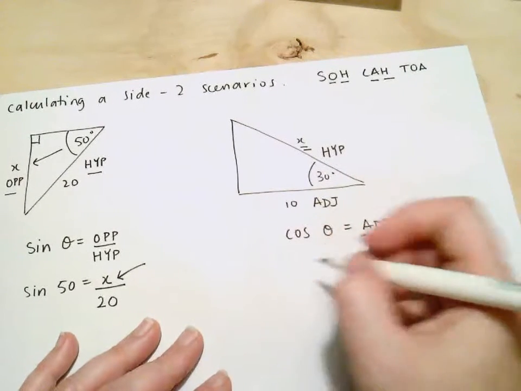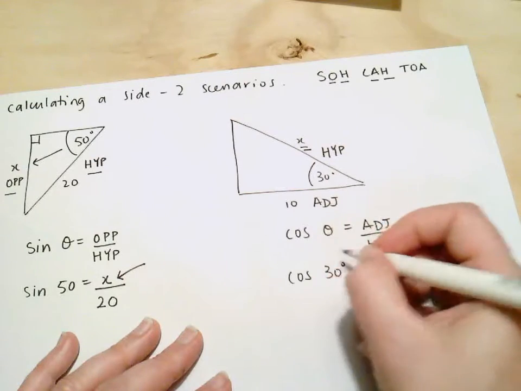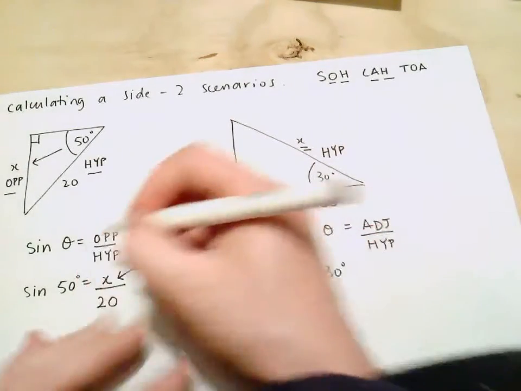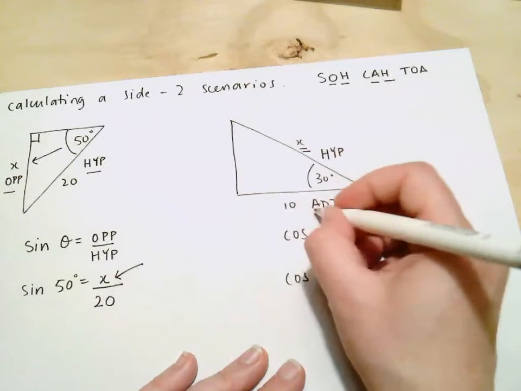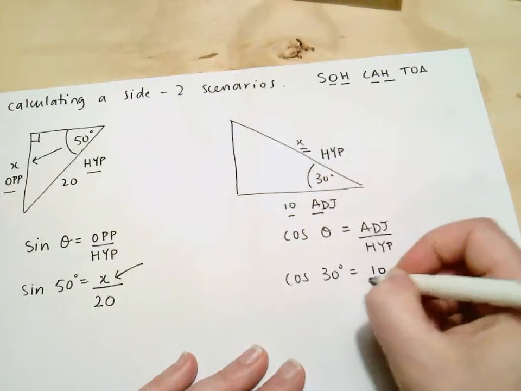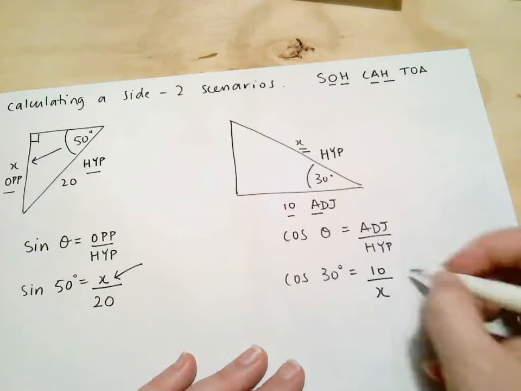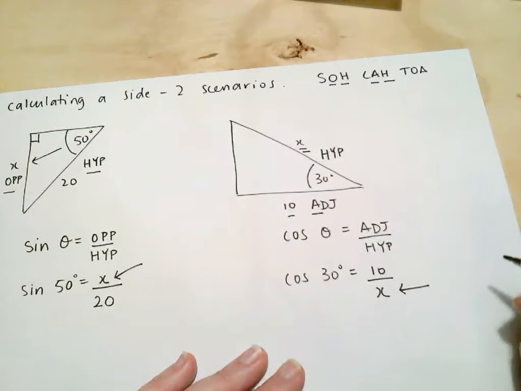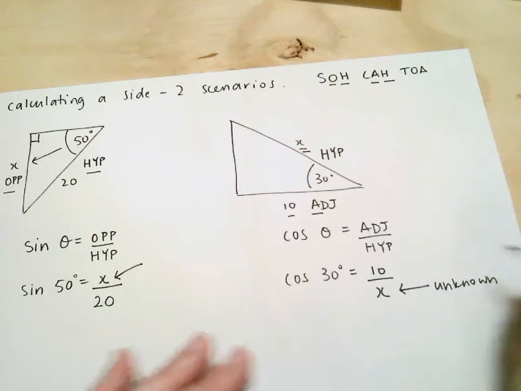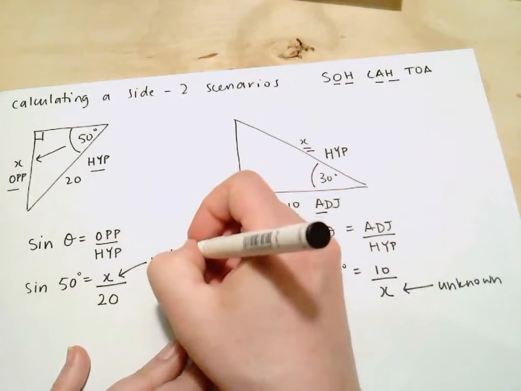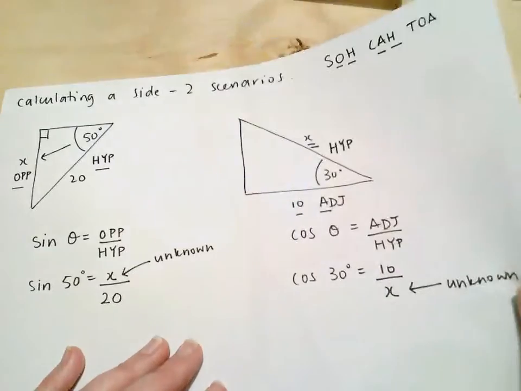Again, I substitute in what I know. I know that theta here is 30 degrees. Notice that the angle always comes after the sine or the cos or the tan. I know that my adjacent side is 10, and in this case I'm trying to find my hypotenuse x. So here you can see in this case my unknown is on the bottom of the fraction, whereas in this case my unknown was on the top of the fraction, and that gives rise to two different ways of proceeding.